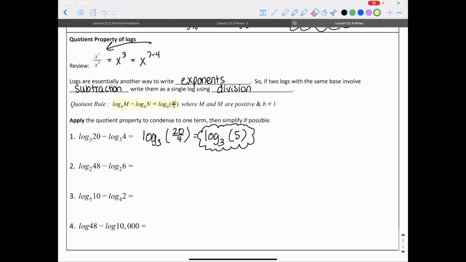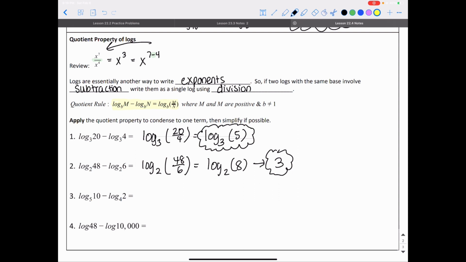I have log base 2 of 48 minus log base 2 of 6. If I subtract those, I can combine them. They have the same base. I'm going to have log base 2 of 48 divided by 6. That gives me log base 2 of 8. 2 raised to what power gives me 8? That is the third power, so the answer is 3.